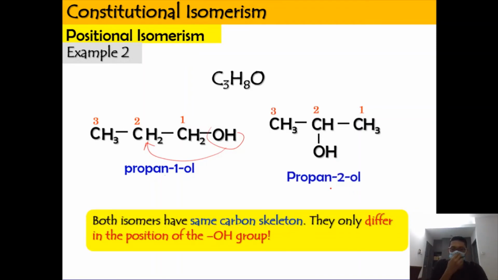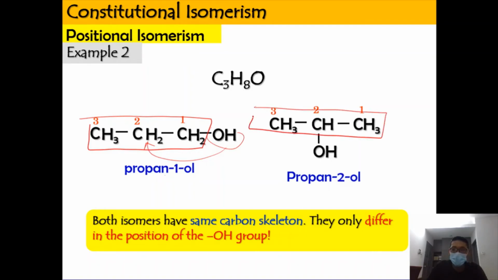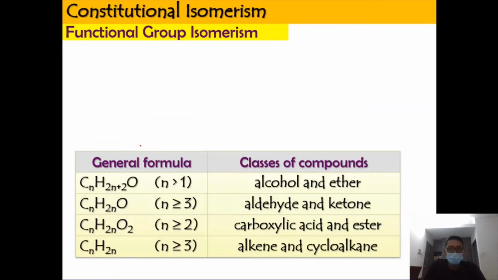So the conclusion here, both have the same carbon skeleton. Carbon skeleton dia masih maintain, masih dalam bentuk straight. We don't change the bonding, become rangkaian. Kita ada buat rangkaian pun. But they only differ in the position of the OH group. From number 1, it becomes number 2.